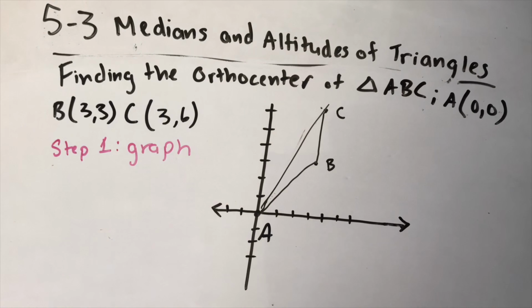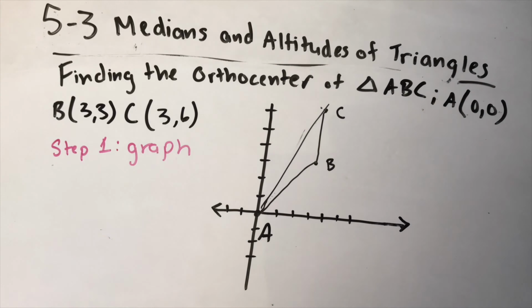Now to solve for the orthocenter ourselves. Okay, so it says find the orthocenter of triangle ABC with vertices A at (0, 0), B at (3, 3), and C at (3, 6). We have 4 steps to solve for the orthocenter. Step 1. Graph the triangle. So here we graph the triangle, with the vertices where they told us to put them.